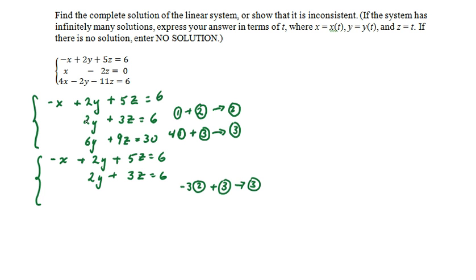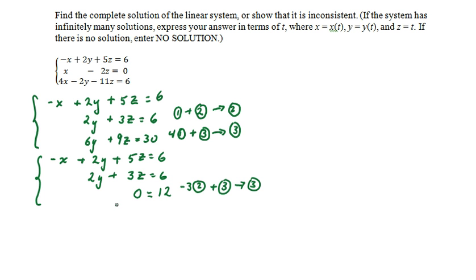So that would be negative 6y plus 6y. There will no longer be a y term in the third equation. Negative 9z plus 9z. There will not be a z term either, so the left side will be 0. And negative 18 plus 30 is going to give us 12 on the right-hand side.